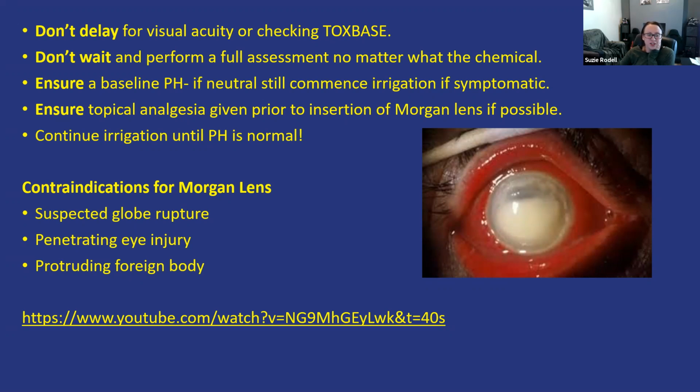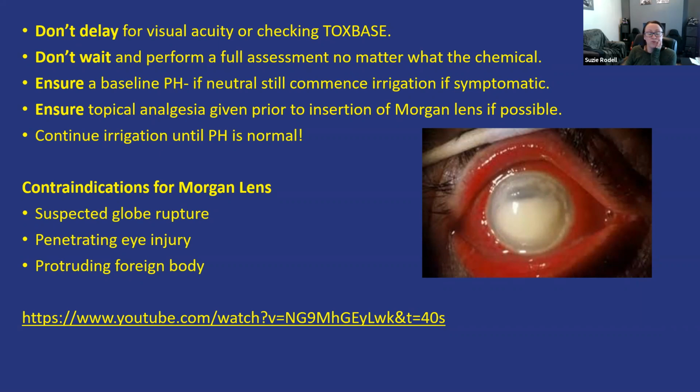Some contraindications for Morgan lens. So you don't want to be putting your Morgan lens in if there is a suspected globe rupture. You certainly don't want to be putting it in if there's a protruding foreign body or a penetrating eye injury. So these sort of injuries here, along with a chemical eye injury, your patient is probably going to be more in majors, maybe even resus from a trauma.